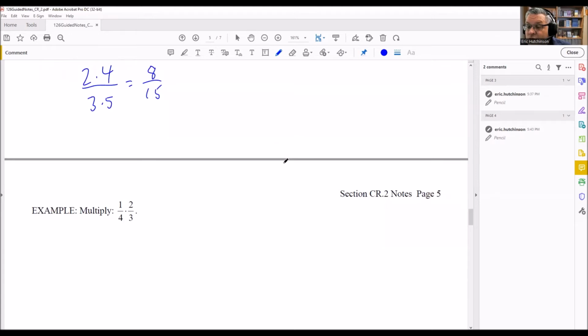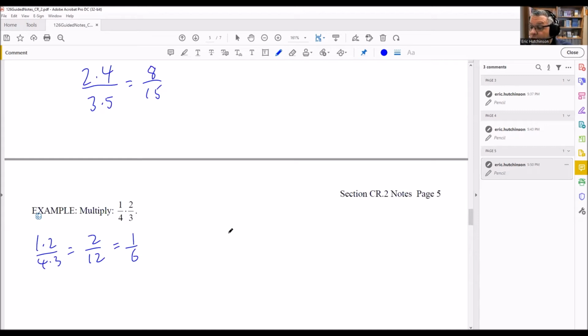Let's do this next one here. Now this here, I'm going to do this problem two different ways. So I have 1 times 2 on top over 4 times 3. If I just do it the same as I did before, I would get 2 over 12, and then a 2 would be the largest number that divides into each of these. So when I reduce it, I would get 1 over 6 as the answer.